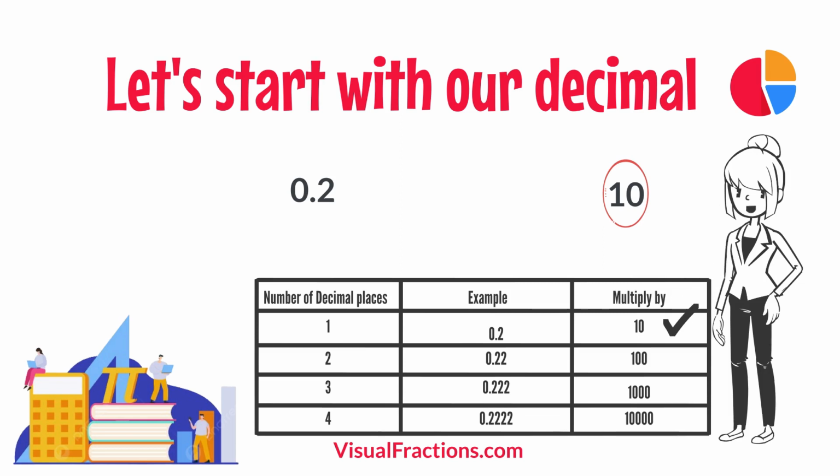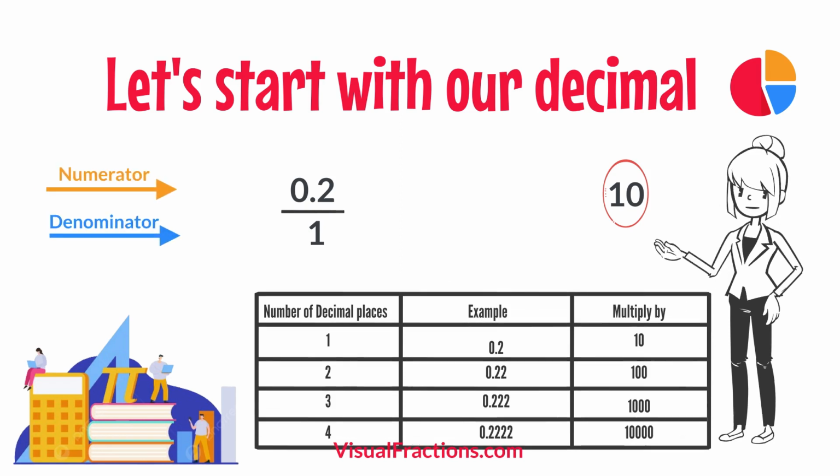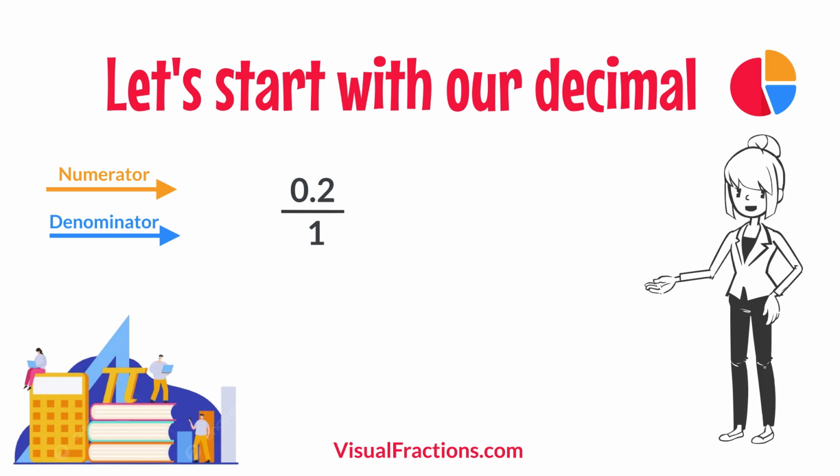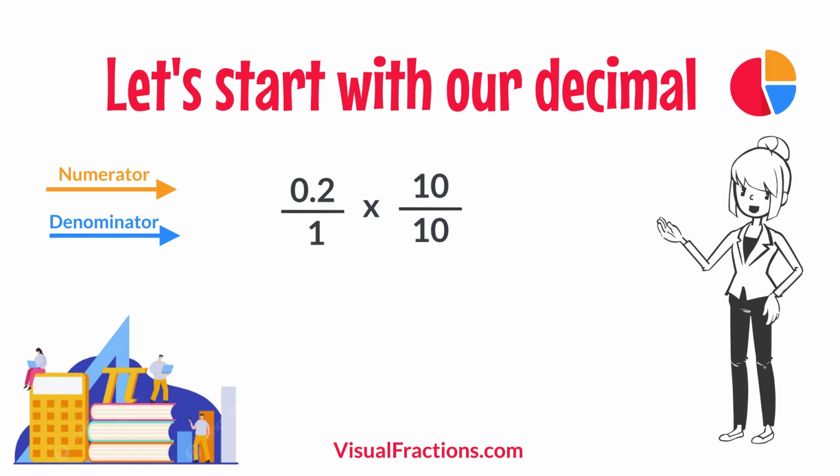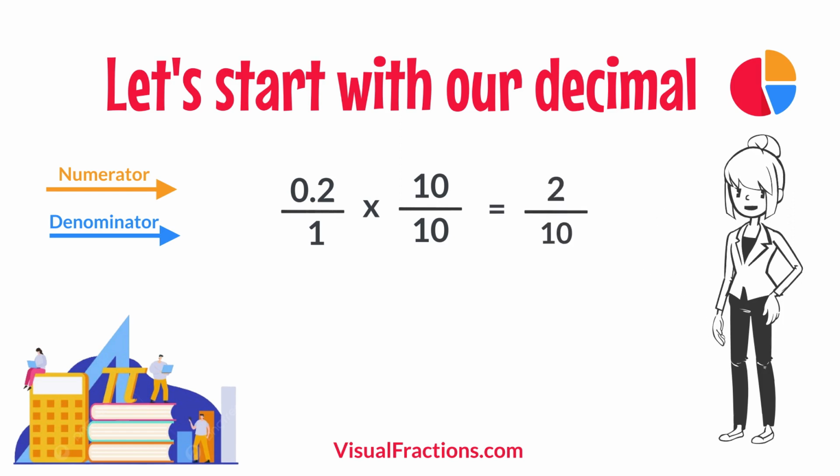To convert this decimal into a fraction, you initially put it over 1, essentially treating the decimal as the numerator in a fraction where the denominator is 1. This sets up the conversion process where we multiply both the numerator, the decimal, and the denominator, 1, by 10 because there is one decimal place. So, 0.2 times 10 gives us 2, and 1 times 10 gives us 10. This translates 0.2 to the fraction 2/10.